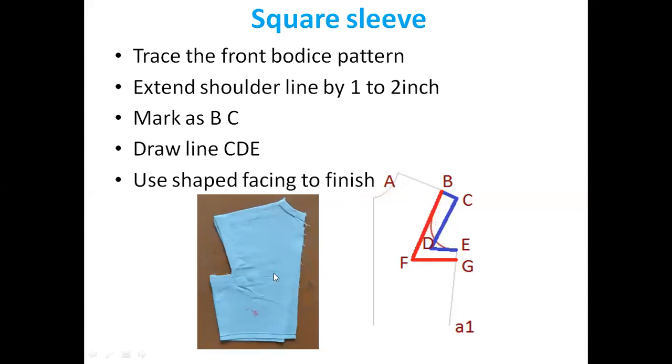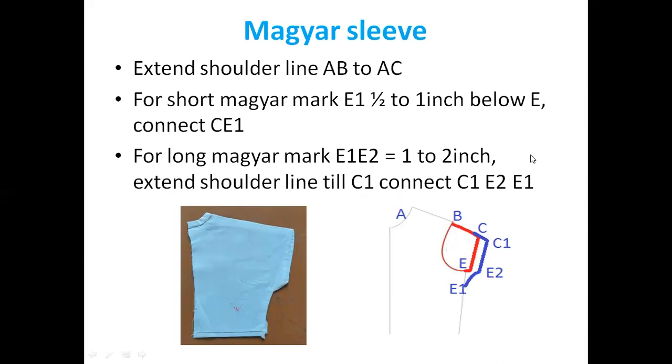This image is the finished one of the square sleeve. Then the next one is Magyar sleeve. So you have to extend the shoulder line still more. Previously, we extended it only a little, that is half an inch to 1 inch. In this Magyar sleeve, we are extending it still more. Then you have to mark C as well as C1. So B to C is half an inch and C to C1 is 1 inch.